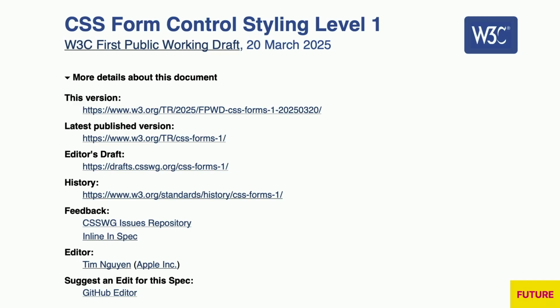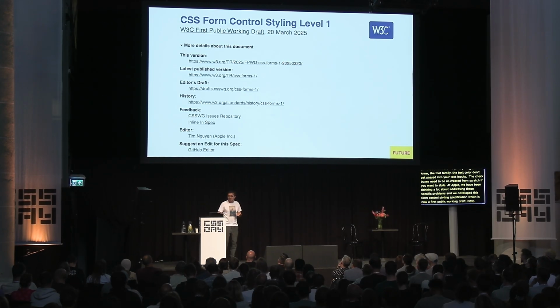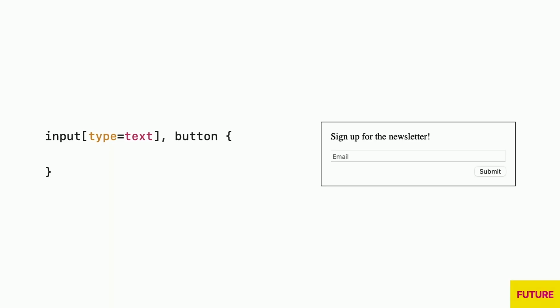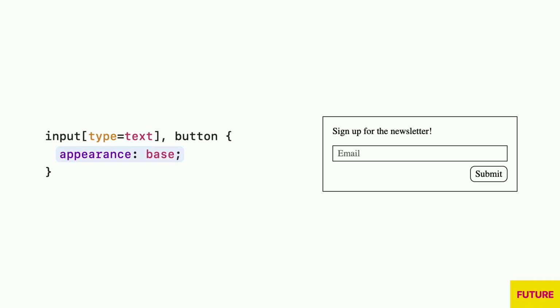Now, most of the things I'm going to talk about next are a preview of the future, so you can't use them in any browser yet. Part of this draft includes appearance base, and it wipes away all the magic we saw earlier and lets you start from a consistent set of styles that would be the same in every browser. So let's see how that looks. Here I have a form with some native form controls since I haven't styled them. And if I apply appearance base, I would get this styling. There's still a bit of discussion around it, but that's what you get now.